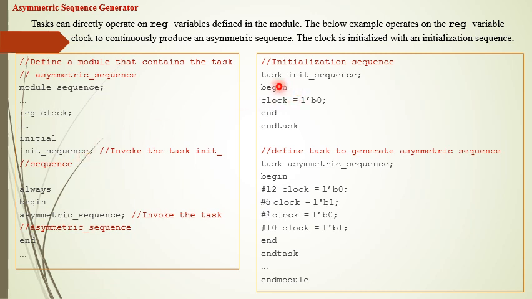So if you see, this init sequence is a task name, and inside the begin and end of this task we initialize the clock to 0, followed by end task. That is the only job of this. So it is invoked only once. That's why it is invoked inside the initial block. As you know, initial block will be executed only once, and always block will be executed in a cyclic manner.